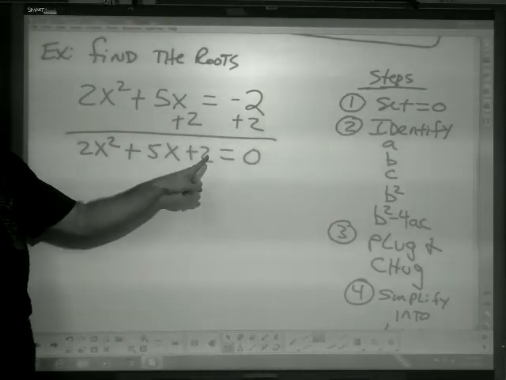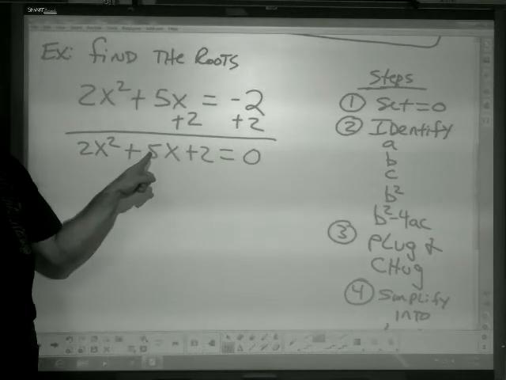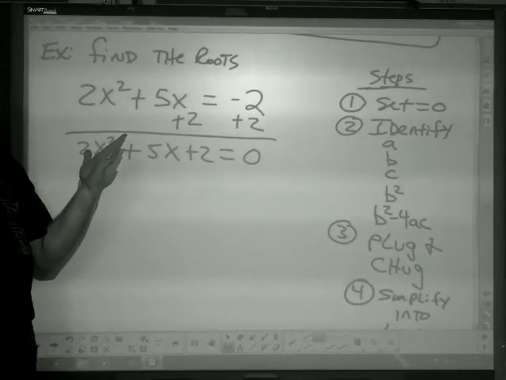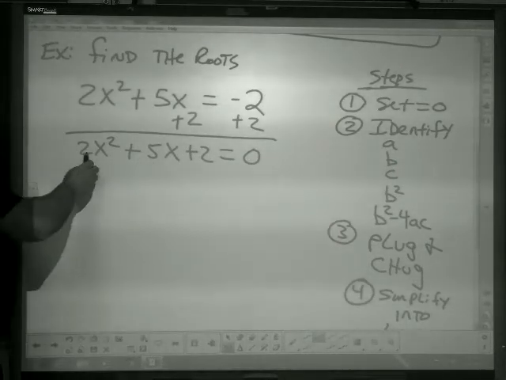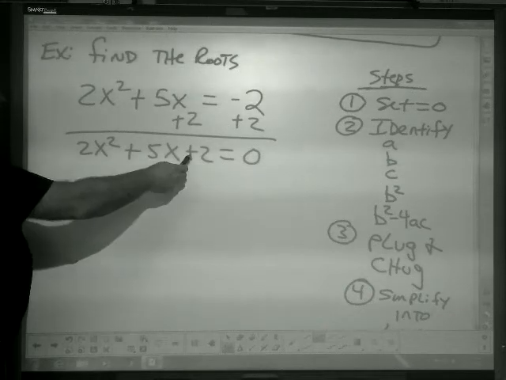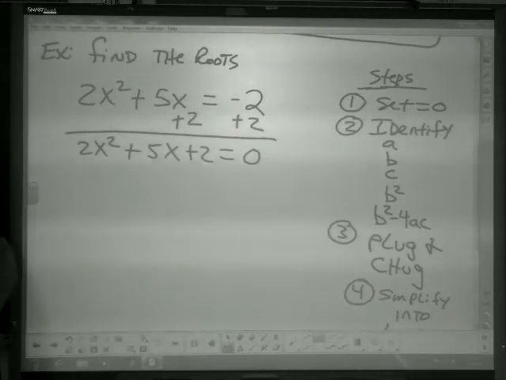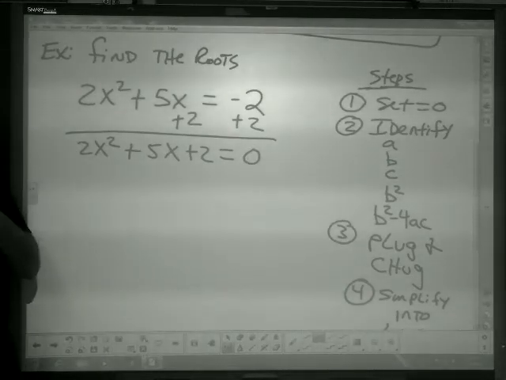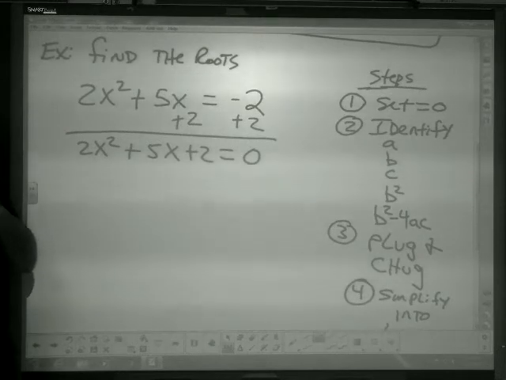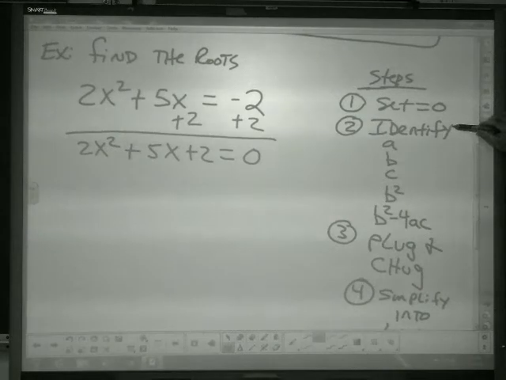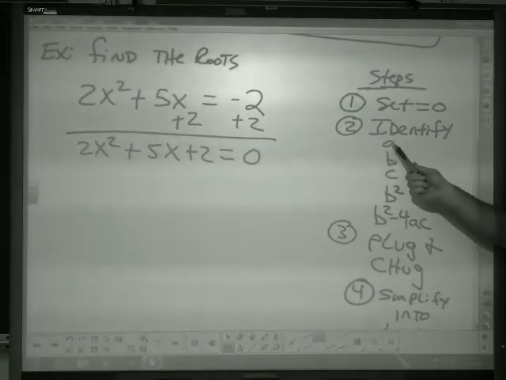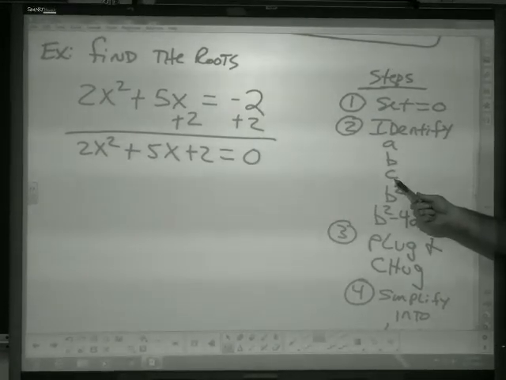Now let's try factors of 2 that add to 5. No. Oh, leading coefficient is a 2. Let's try AC method. 2 times 2, 4. That add to 5? Possibly. But I'm going to go ahead and do quadratic formula to show you how this can be used at any time that you want. So step 2, we're going to identify the A part, the B part, the C part.